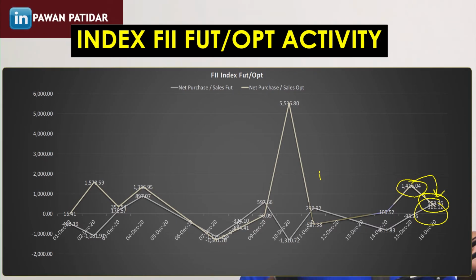They were trying to make the market go down, but at the end of the day, FIIs were continuously winning and taking the market up. That's what happened today as well. So if the market is going down, definitely you can say that DIIs are taking it down, and if the market is going up, FIIs are taking it up.